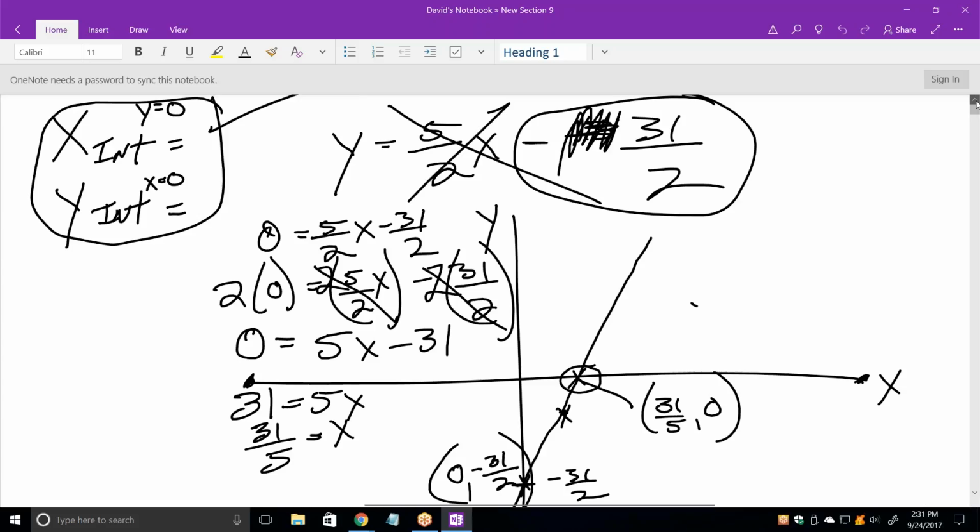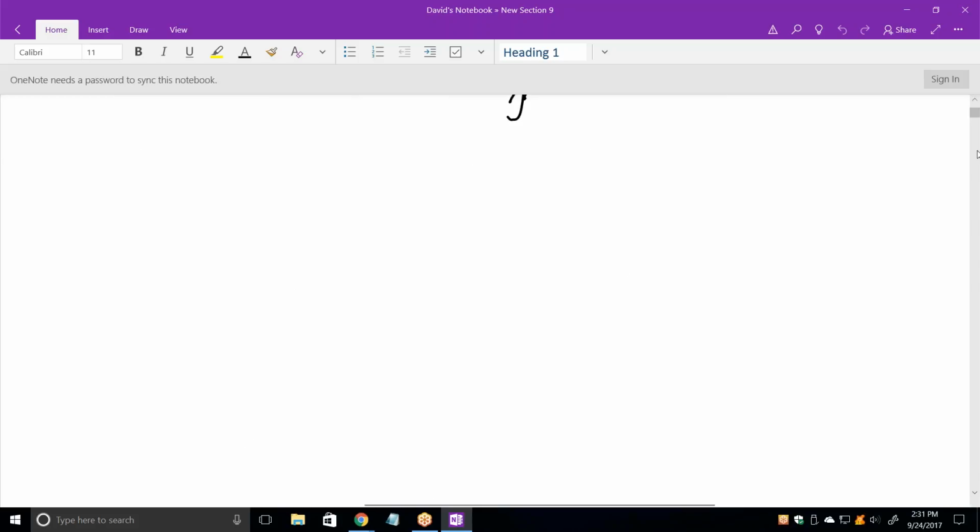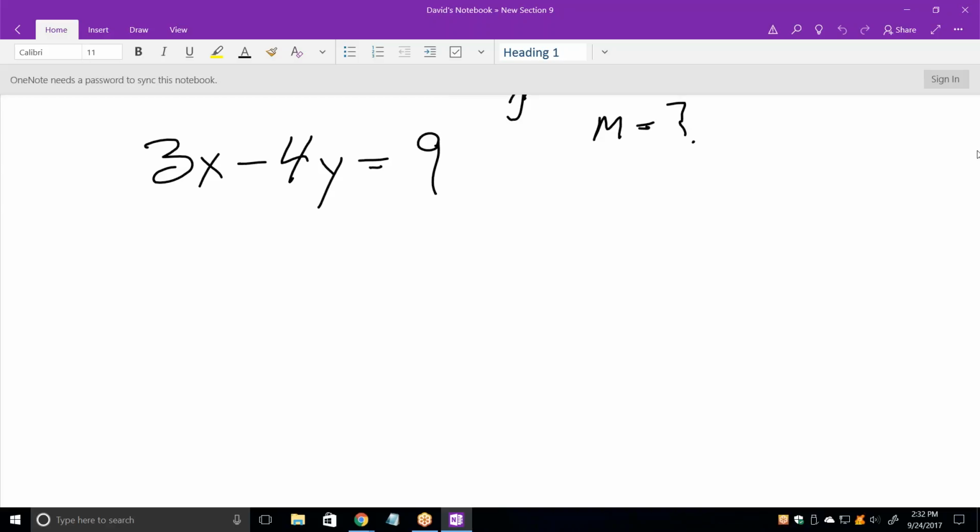The next one we have is 3x minus 4y equals 9. And then we have to find the m. Don't we just subtract 3x from both sides first? Well, it's hard to put this into point slope format, but it's easy to put it into slope intercept format. So if I can put it into y equals mx plus b, then I'll just read the slope from whatever the coefficient of x is.